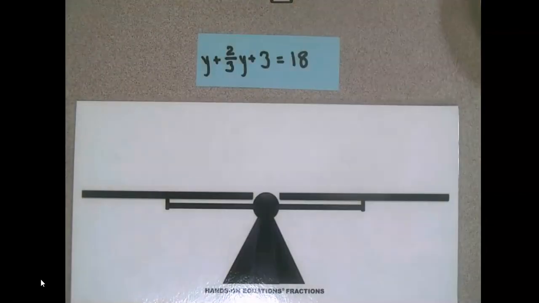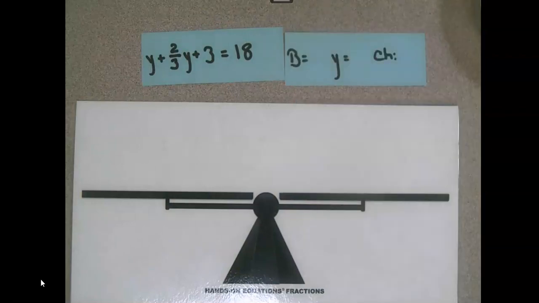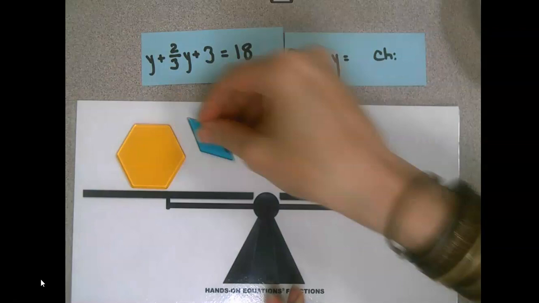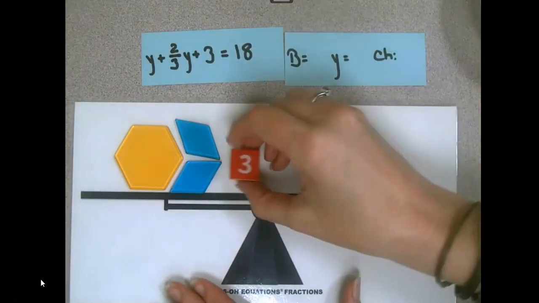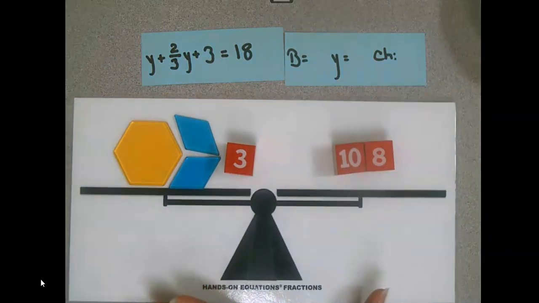So our first problem is this one. We have y plus 2/3 y plus 3 equals 18. Since our 1/3 value is represented by our blue blocks, we will be solving for blue, yellow, and then completing our check. So let's go ahead and set up this problem. So we have y plus 2/3 y plus 3 equals 18 for our original setup.